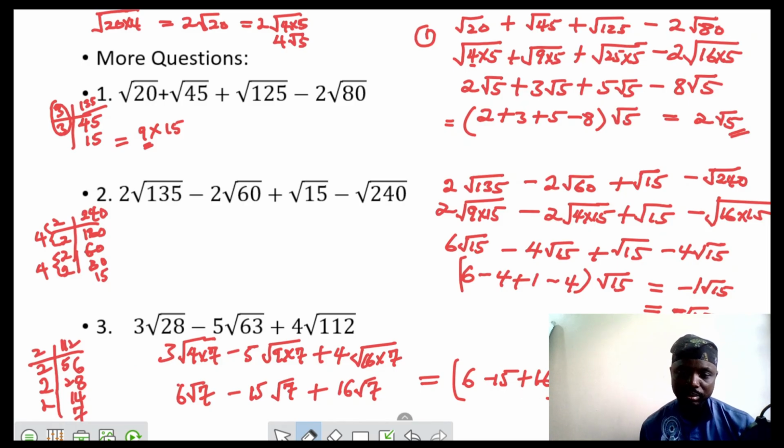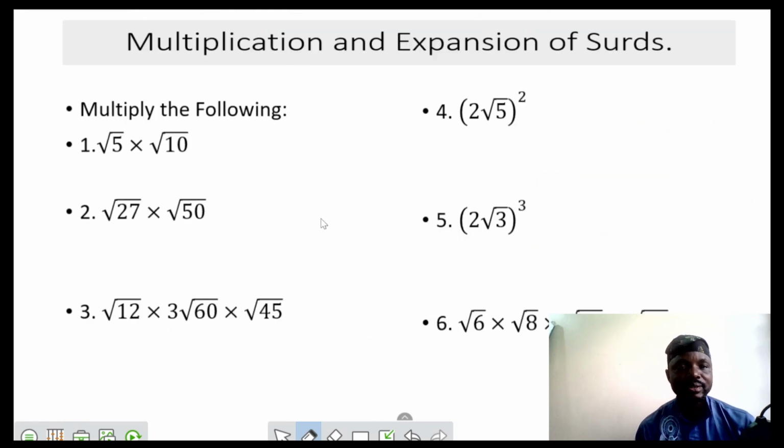Minus 9 plus 16. Or you can see this one minus this one. This one minus that. This one will give you 1, that's 1 under root 7. Root 7, 7 root 7. Give me the answer to the factor. So that's for addition and subtraction of surd.